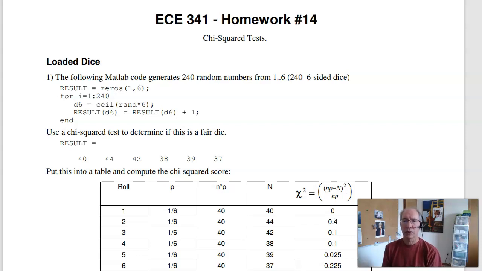Here are solutions to homework set number 14 for ECE 341. This homework looks at chi-squared tests. Now the chi-squared test is a test of a distribution. The idea is to collect some data, compare the data to the assumed distribution, and see if they're consistent.